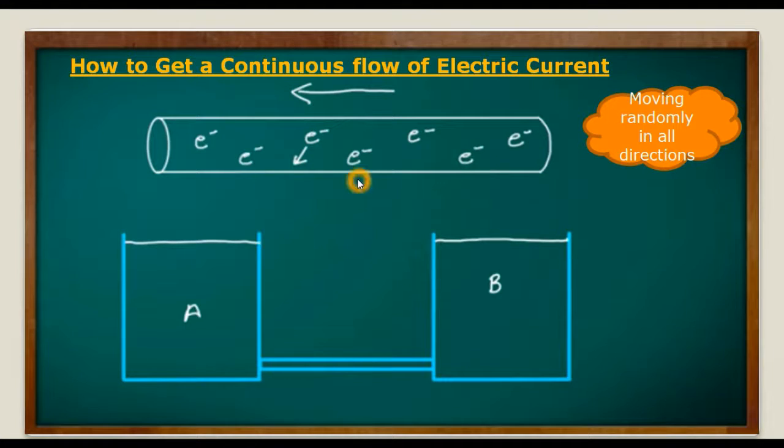Same happens in a conductor. The number of electrons here is equal to the number of electrons present here. So an equal number of electrons are present at both ends. So electrons will not move. Why would they move? The electrons will not move.